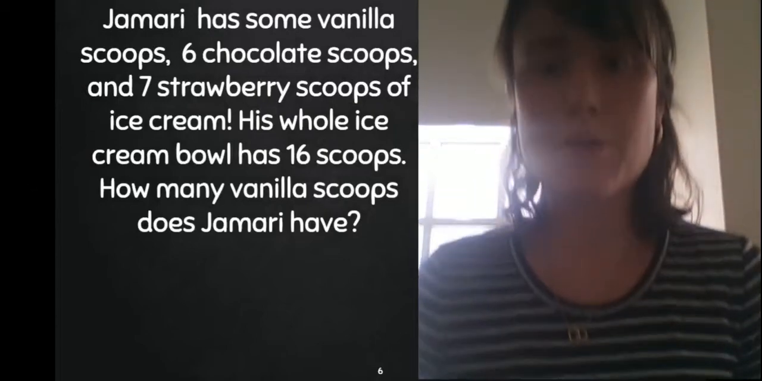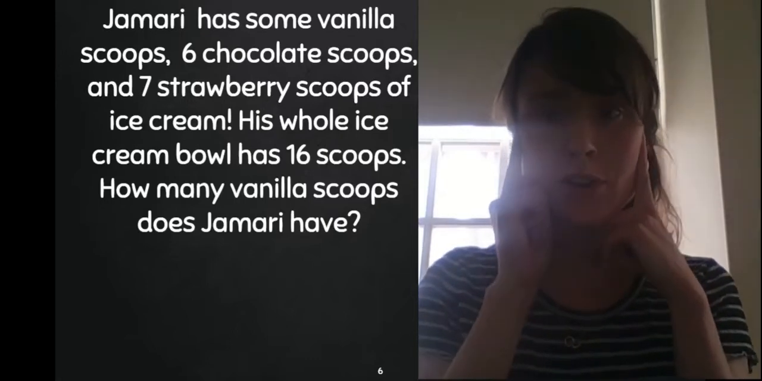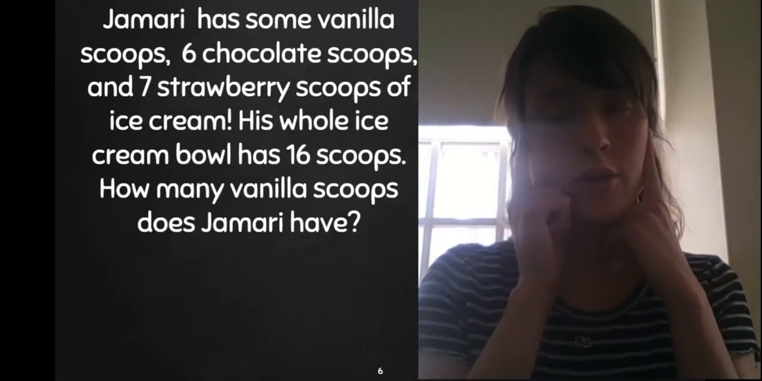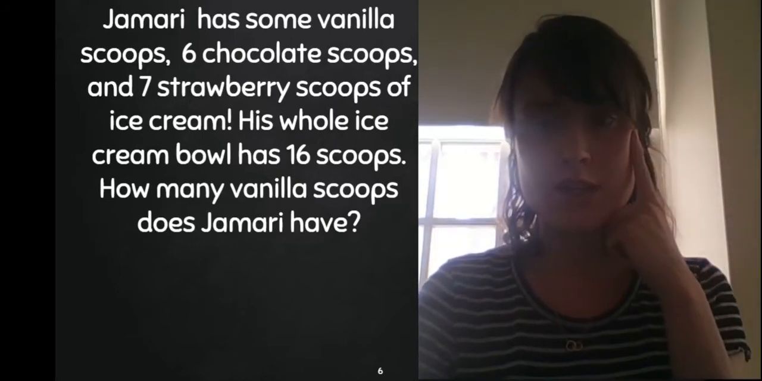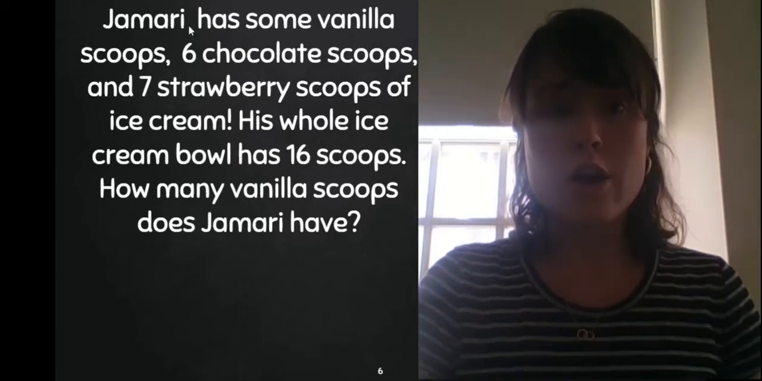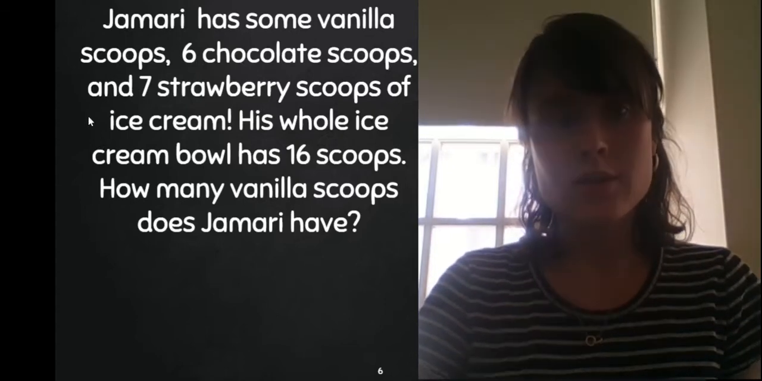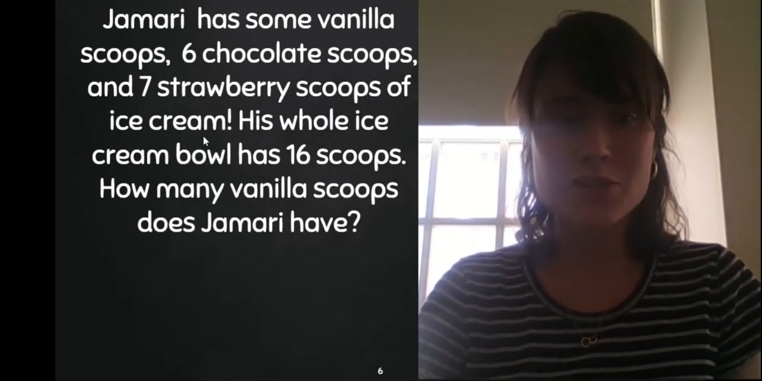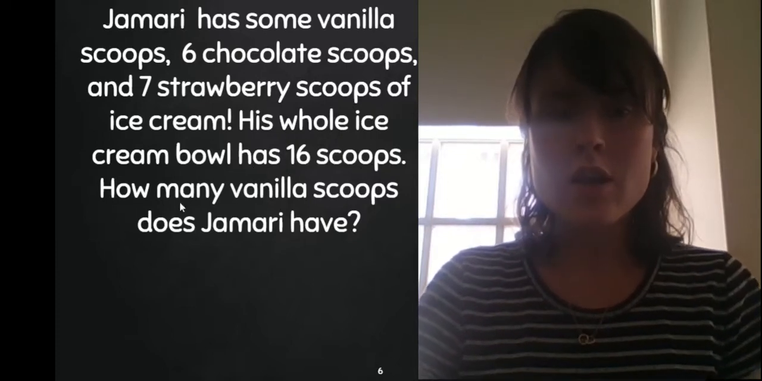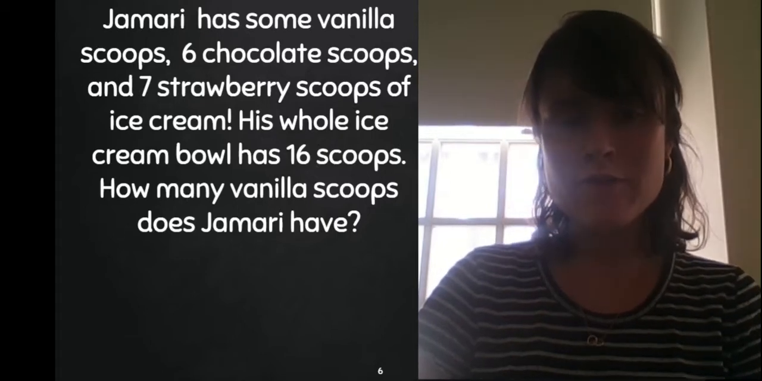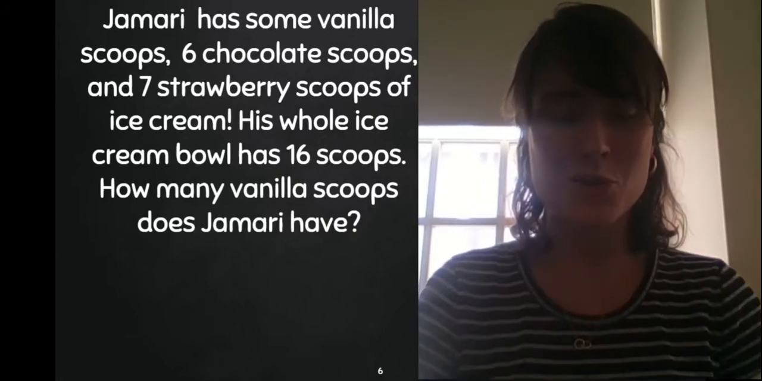All right, are you ready for another challenge? Okay, so as I read this story problem, I want you to visualize and make a movie in your brain. This story is all about my Georgetown friend Jamari, who he's just like Miss Flaherty. He loves ice cream. So I want you really to picture his ice cream scoops as I read the story. Jamari has some vanilla scoops, 6 chocolate scoops, and 7 strawberry scoops of ice cream. His whole ice cream bowl has 16 scoops. How many vanilla scoops does Jamari have? I hope that you were able to see Jamari and all his yummy ice cream.